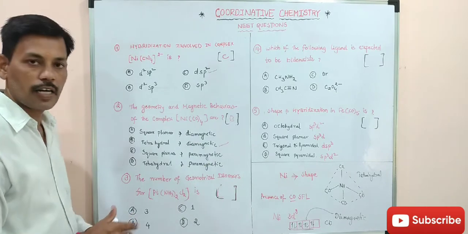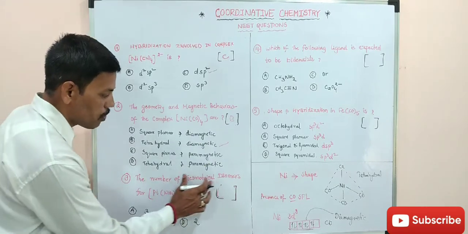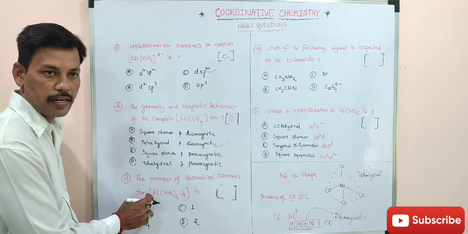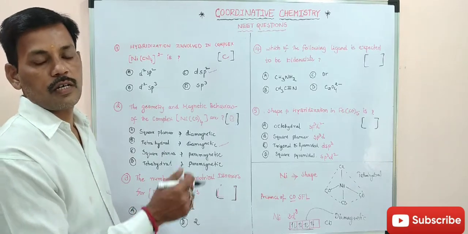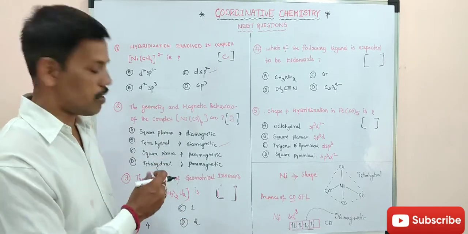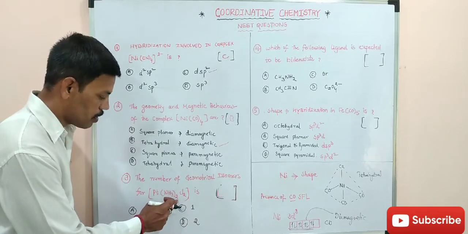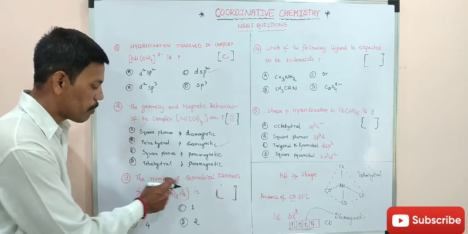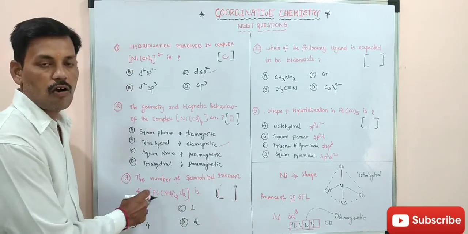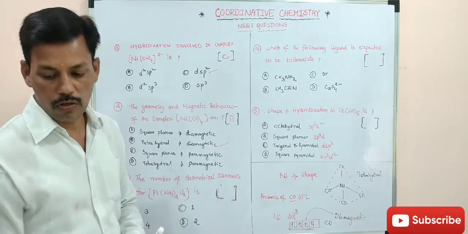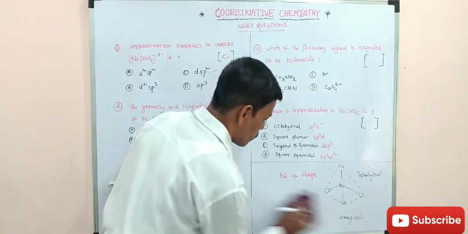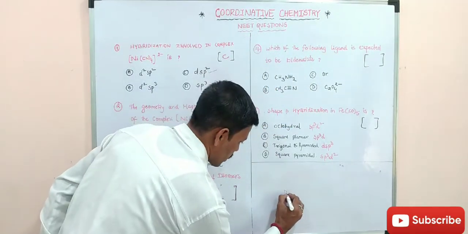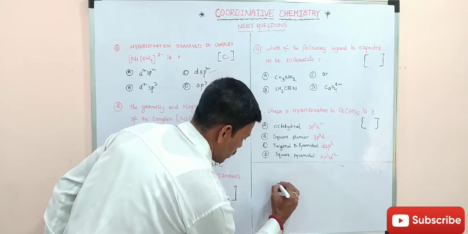Now we go to the third question. The number of geometrical isomers for diamminedichloroplatinate. This is a very important compound, and many questions came in NEET exams on it. The compound name is diamminedichloroplatinate. How many geometrical isomers are present? If you draw the structure, the central metal atom is platinum.